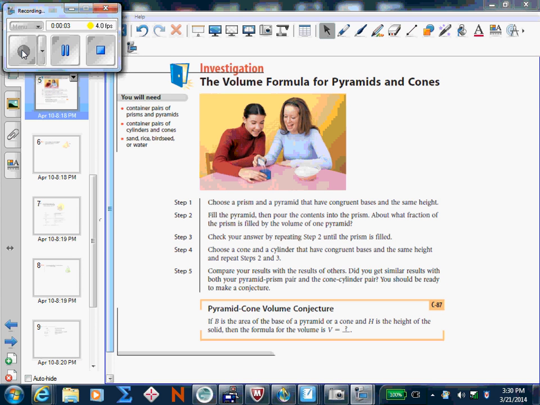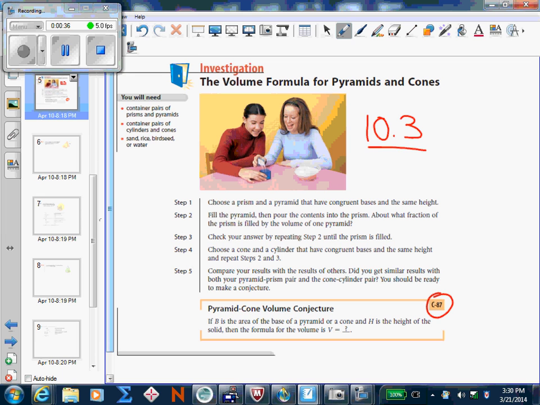Class, this is section 10.3, volume formulas for pyramids and cones. So we have already done surface area of pyramids and cones, but this is going to be the volume. It's going to be similar to the formula that you learned for a prism. However, a pyramid is 1/3 the size of a prism. So our formula is going to be a little different.